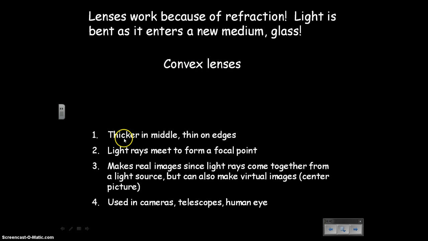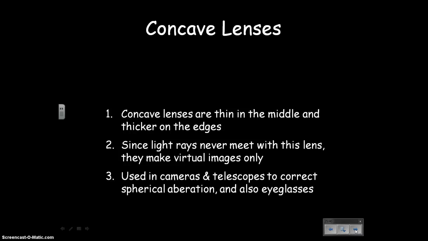So we have convex lenses, which are thicker in the middle, thin on the edges. Light rays meet to form a focal point. They make real images since light rays come together, but can make virtual images. They're used in cameras and telescopes. The human eye is one of them. Concave lenses are thin in the middle, thicker on the edges. Since light rays never meet with this lens, they make virtual images only. They're used in telescopes to correct the way something looks. They're also used in eyeglasses and cameras.